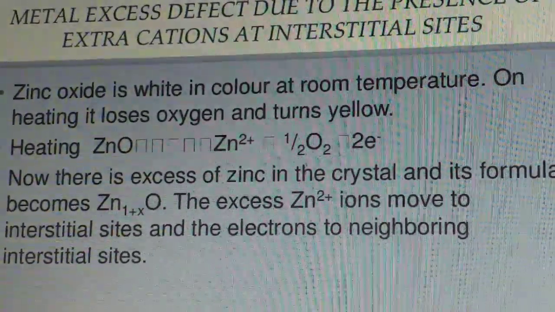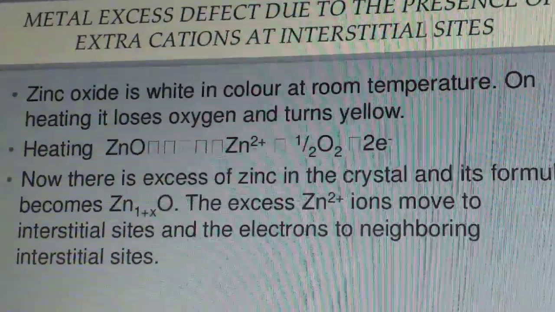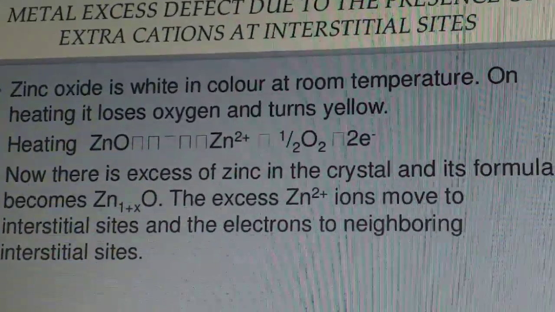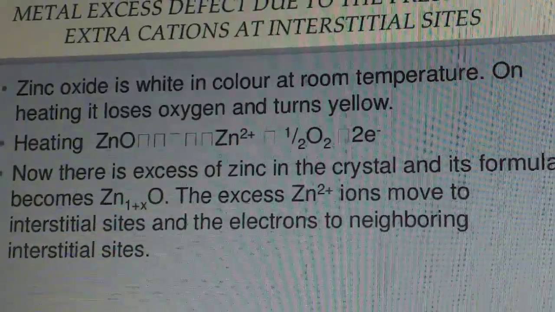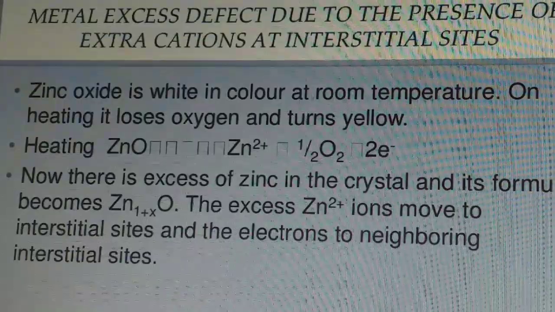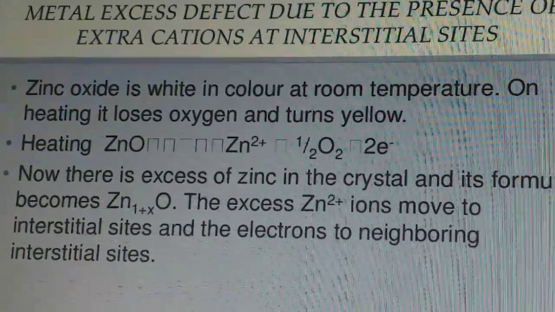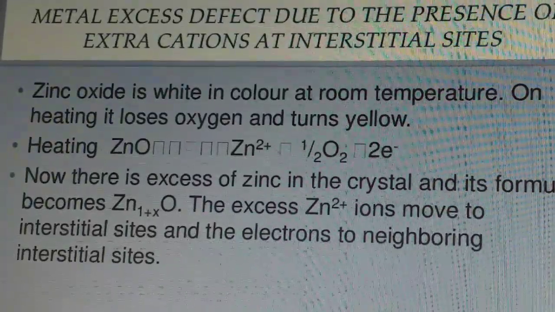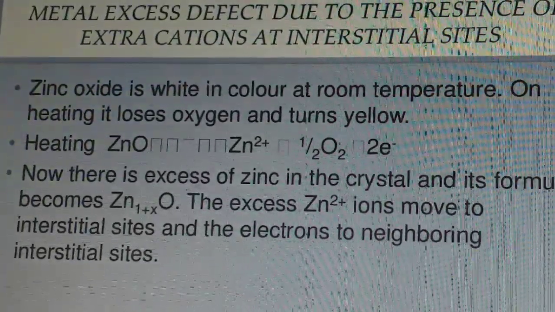So NaCl heated with Na, you get yellow color. LiCl heated with lithium, you get pink color. Excess of potassium in KCl gives violet color. And this defect is similar to Schottky defect, and it is also found in crystals having Schottky defect. I hope you understood this.